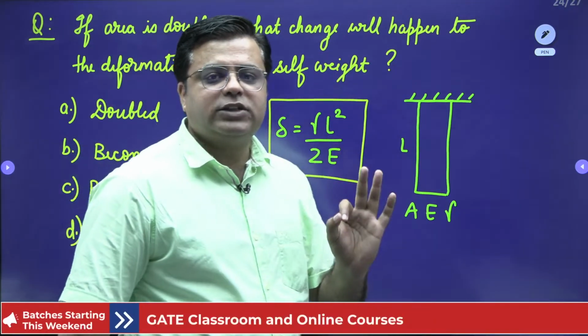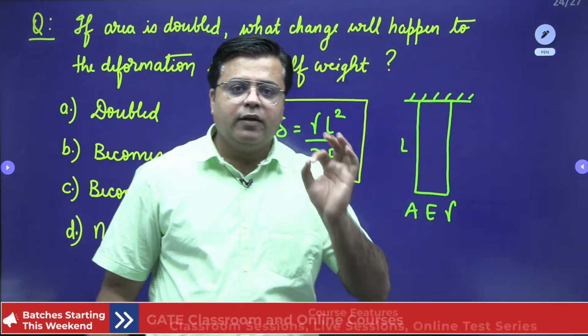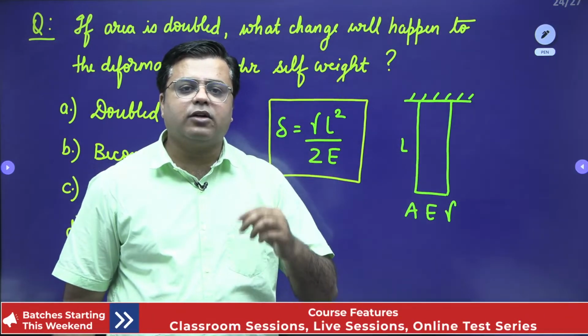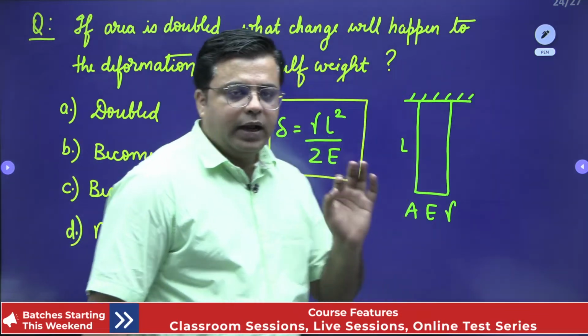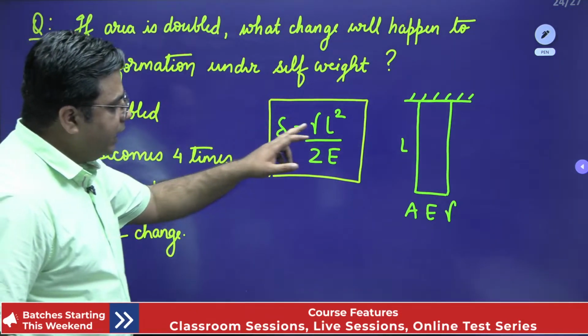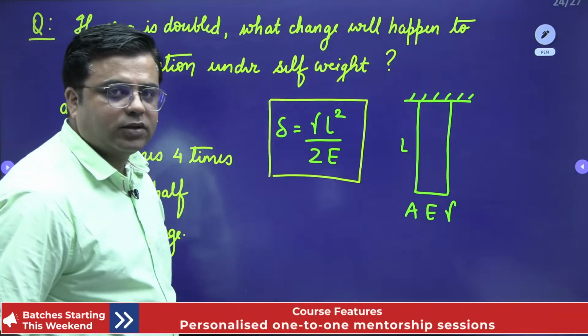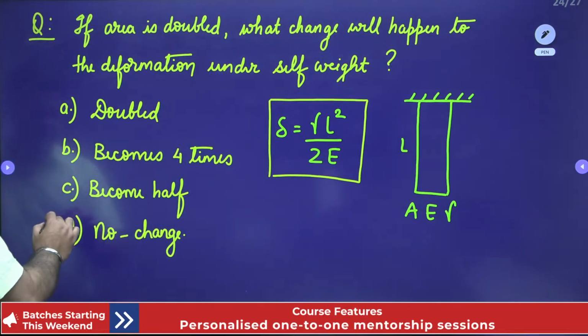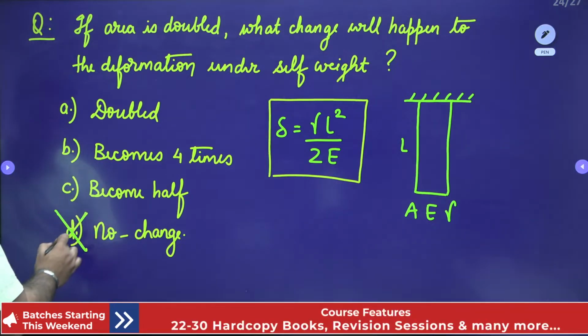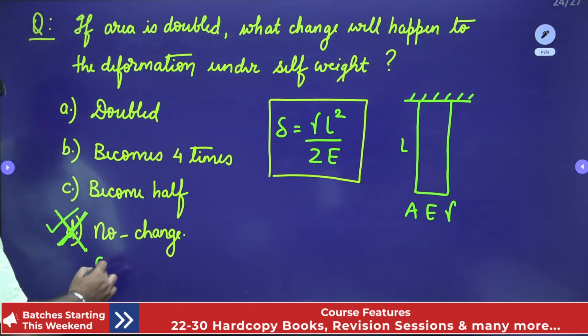So, the deformation of the bar under the self weight will not depend on the cross sectional area of the member. It will only depend on the length, unit weight and the Young's modulus of the member. So, for this question there will be no change. So, option number D is correct.